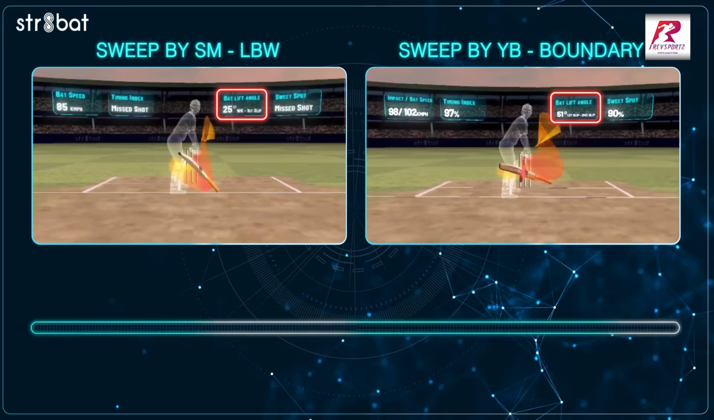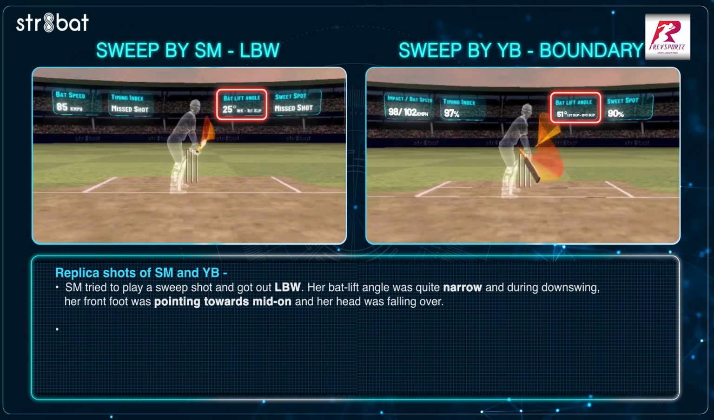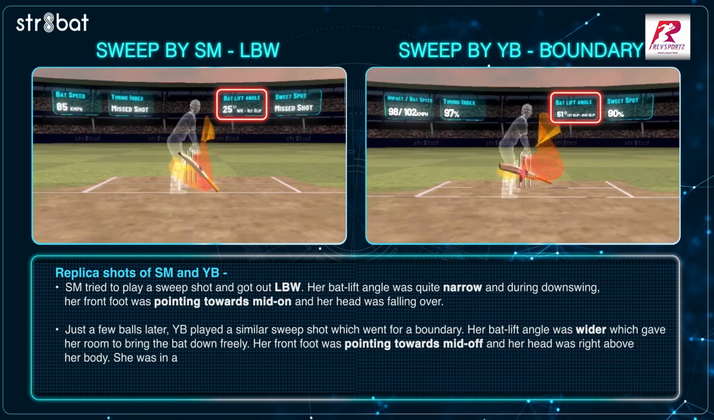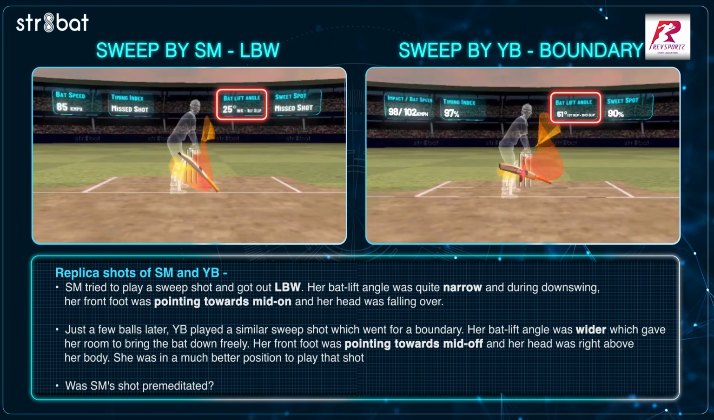Before I go into the numbers and what I think probably is going on in Smriti's mind and deep dive into the analysis, let's look at two videos that we have got here. Again, thanks to our technological partner, StraightBat. One, on the left side, is the video of Smriti Mandhana playing the sweep shot against Charlie Dean, in which she got out in the third T20I. And on the right side is Yastika Bhatia playing a sweep shot against Charlie Dean for a boundary.